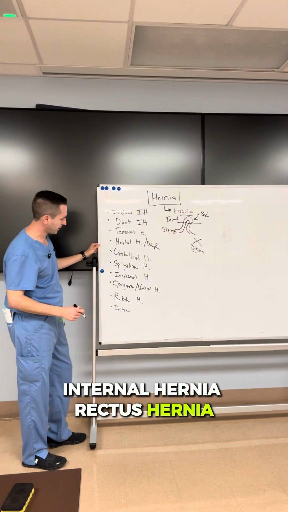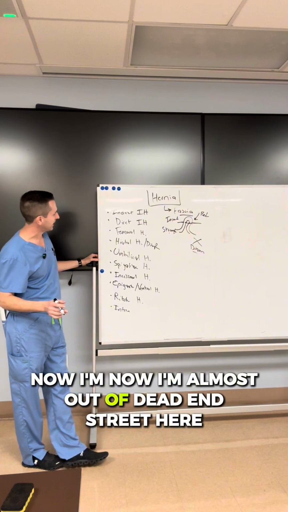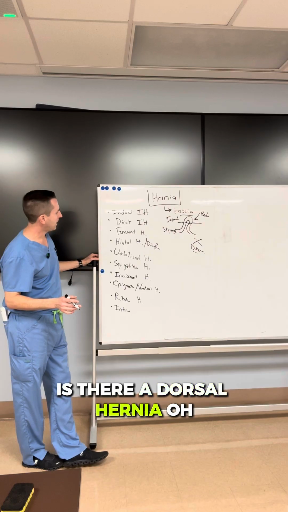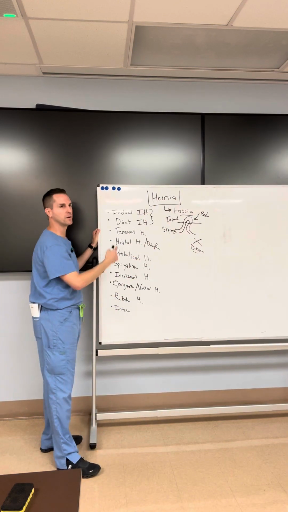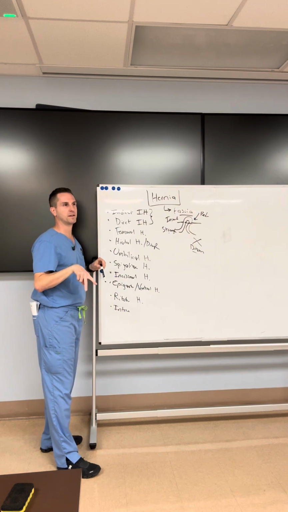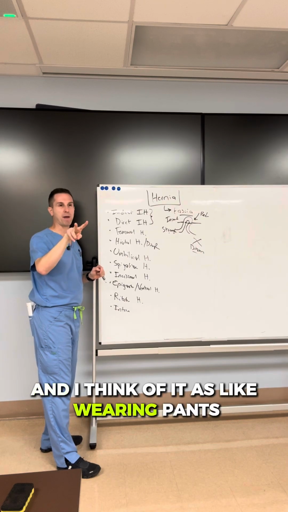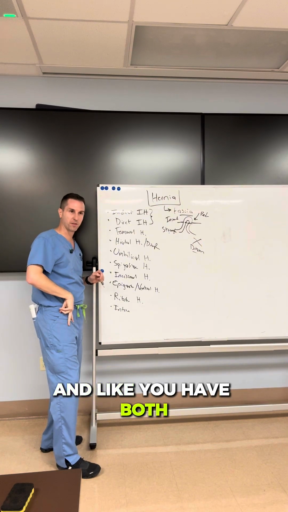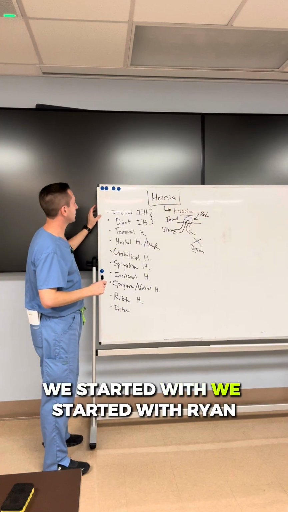Internal hernia, Richter's hernia. Now I'm sure there's more. I'm trying to think now. Now I'm almost at a dead end street here. Is there a dorsal hernia? Oh, what's it called if you have both of these? Oh, I didn't even know this was a thing. So it's called a pantaloon hernia. And I think of it as like wearing pants, like you have both. Okay?